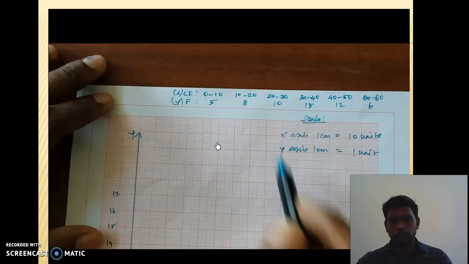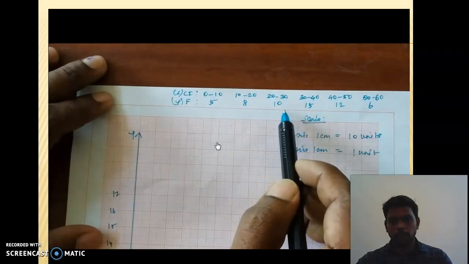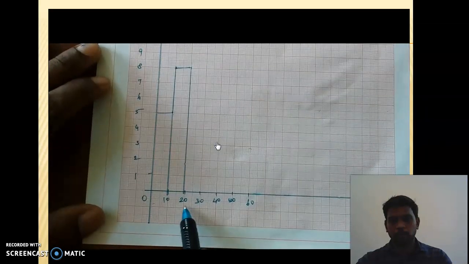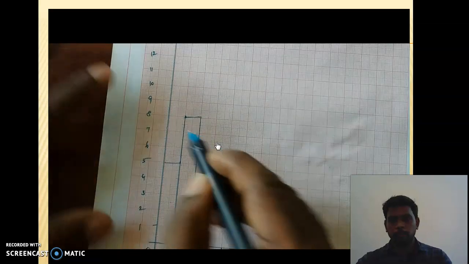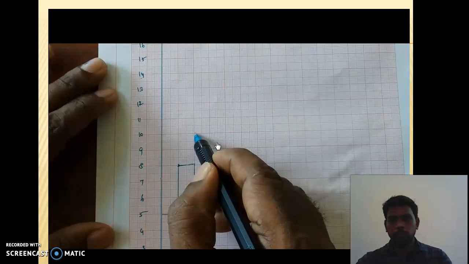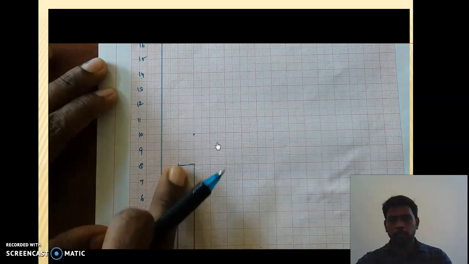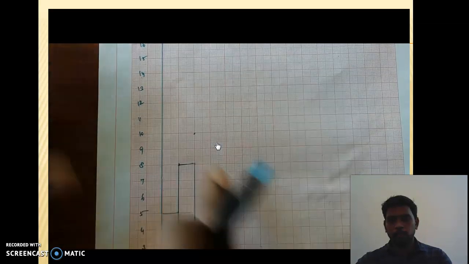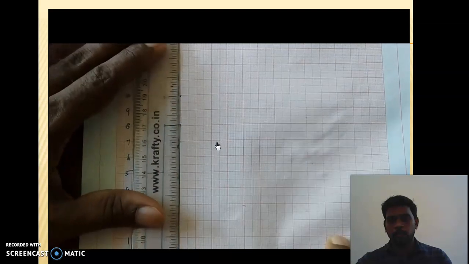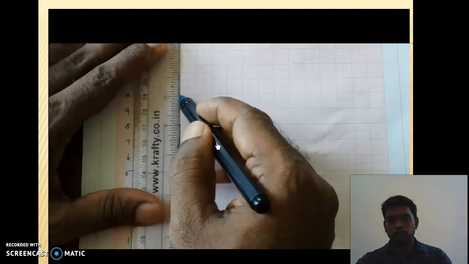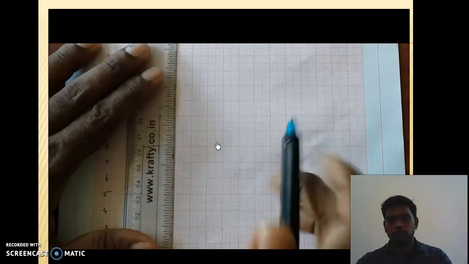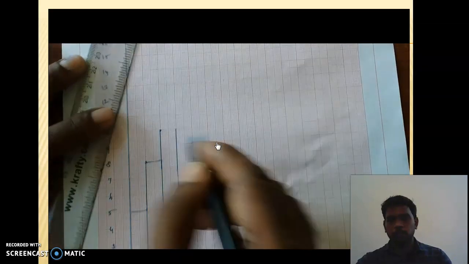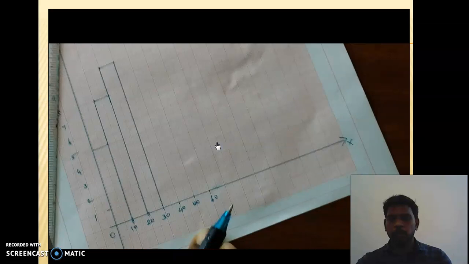Next, 20 to 30 is nothing but 10. So 20 is here and 30 is here. And what about the frequency? The frequency is 10, so just mark 10 here. Wherever you completed the edge of the bar, start on the edge of the bar. So I start here and go up to 30. At 30, the end of this bar, connect it. So that is 20 to 30.